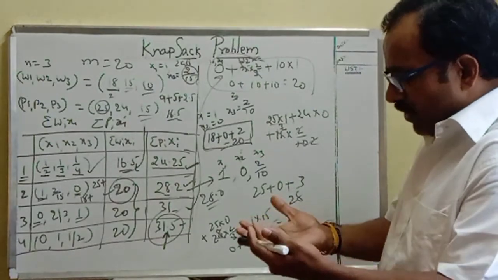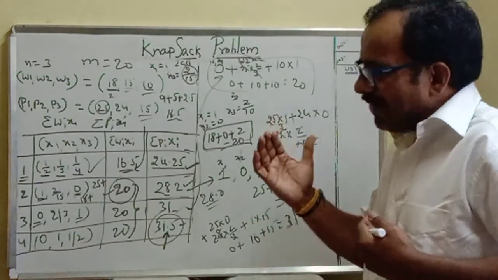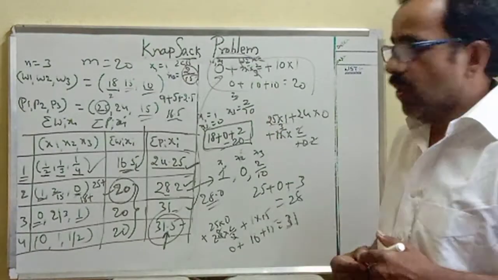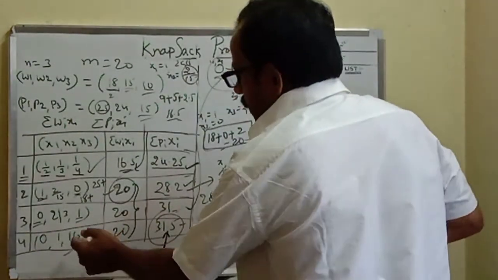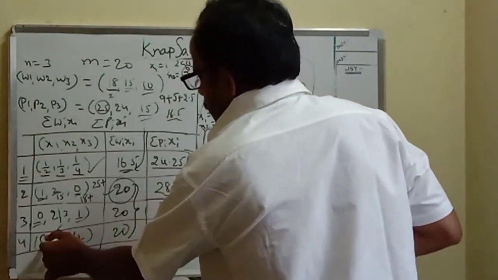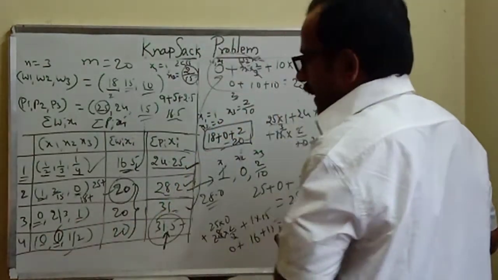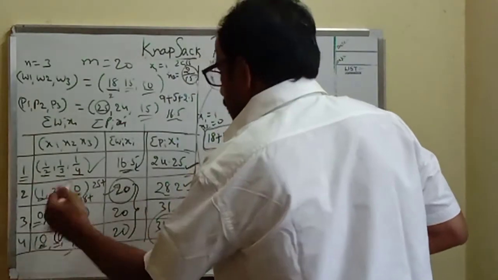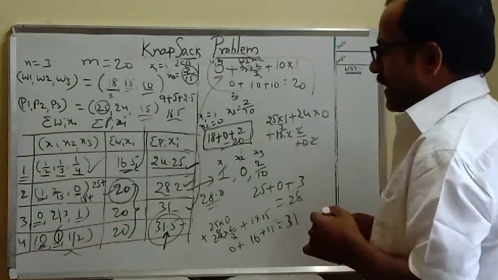If you extract only a fraction portion, the same fraction portion we need to extract from the profit. Okay. So what is the third solution? The third solution is: I am omitting the first item completely, I am considering the second item completely, and half of the portion I am extracting from the third item.